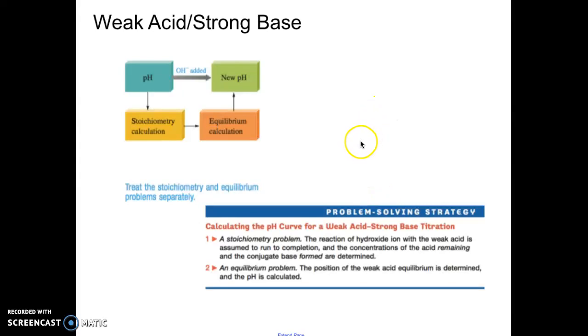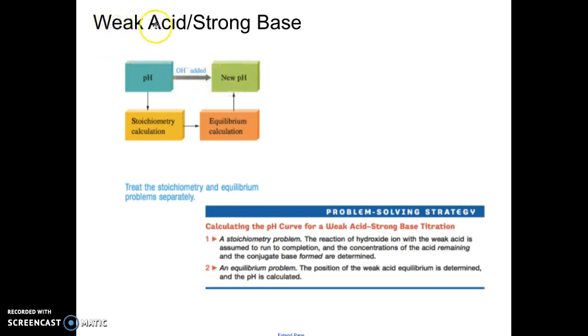Okay, AP Chem kids, this is a video on what a titration would look like and how to calculate the pH when we have a weak acid and we're titrating with a strong base that you see right here. The big thing to know about this is that if you just add the hydroxide, you can't just predict what the new pH would be, similar to how we did in the strong acid, strong base.